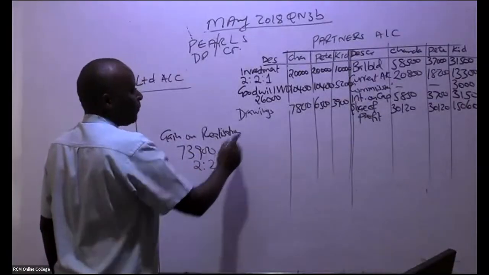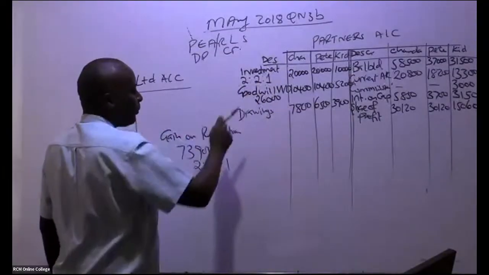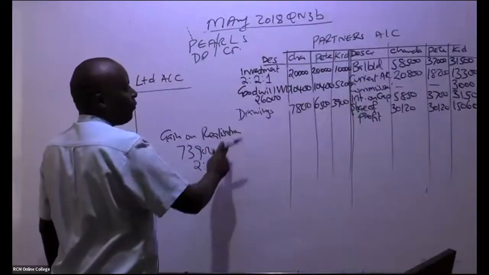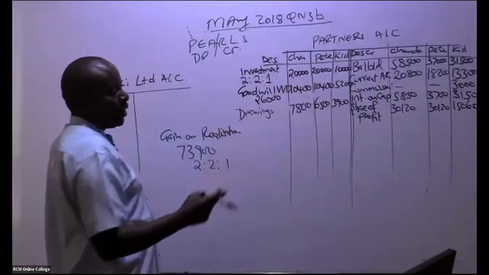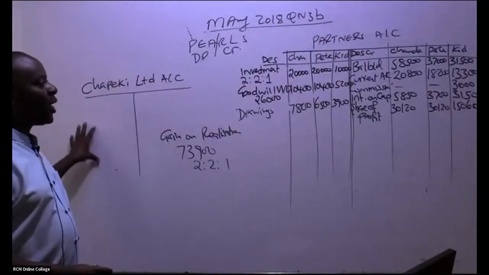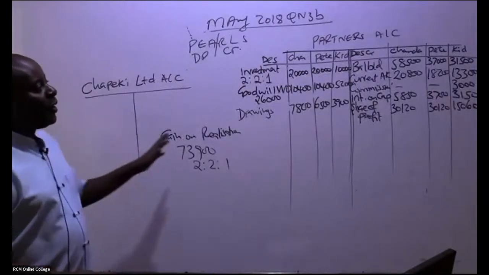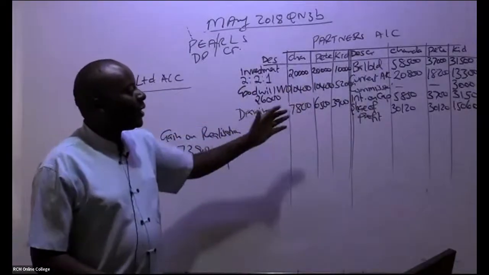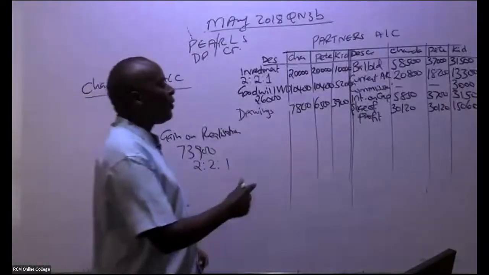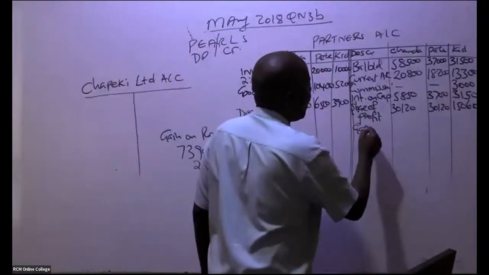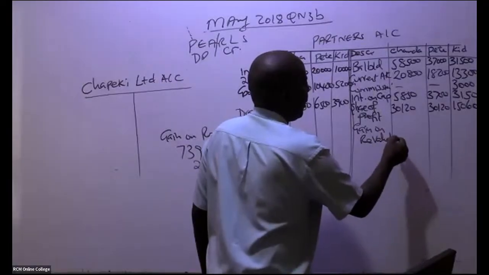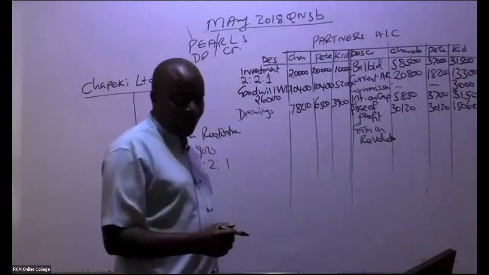So 2/5 for Chanda, 2/5 for Pete, 1/5 for Kidole. Where am I going to write this gain? Remember, the gain has come on the debit side. When these guys were getting commissions, interest, or gains, you credit their accounts. So come and give us here the gain on revaluation. So how much do we have here?